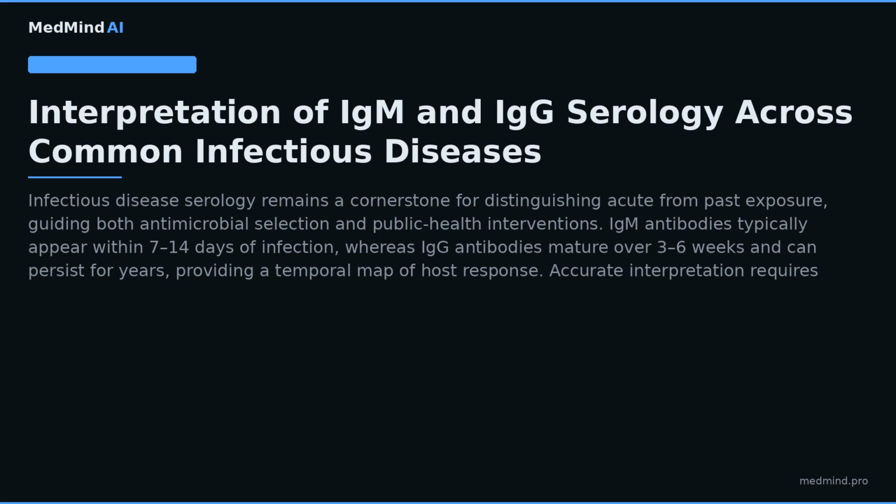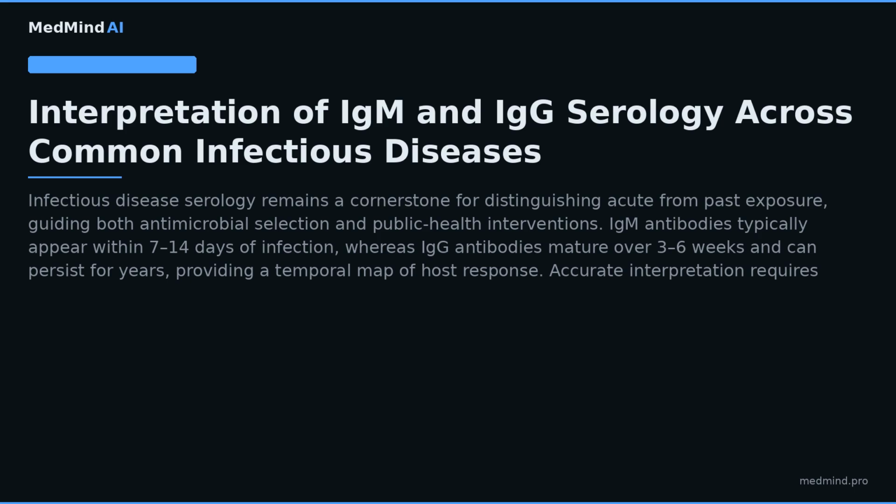IgM antibodies typically appear within 7 to 14 days of infection, whereas IgG antibodies mature over 3 to 6 weeks and can persist for years, providing a temporal map of host response. Accurate interpretation requires integration of assay cutoffs, disease-specific kinetics, and clinical context, especially in immunocompromised or pregnant patients.